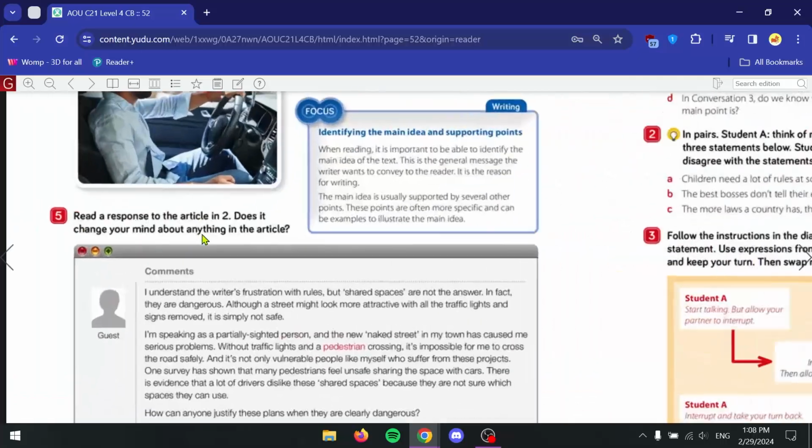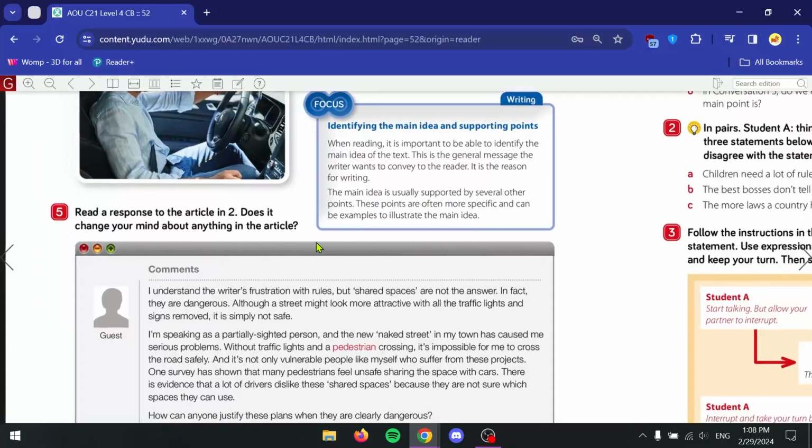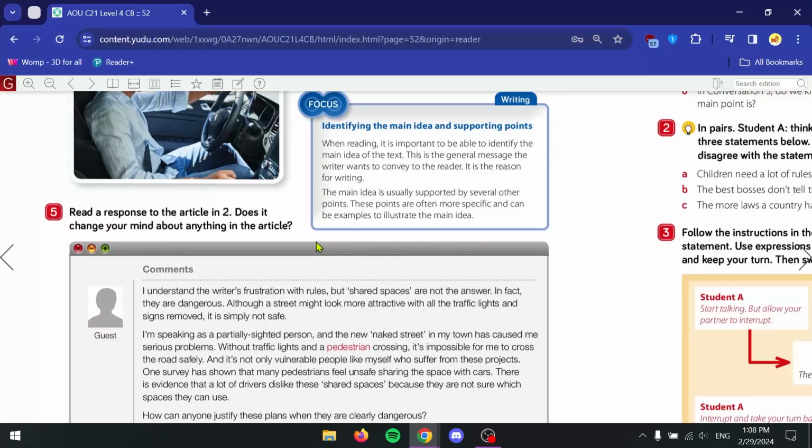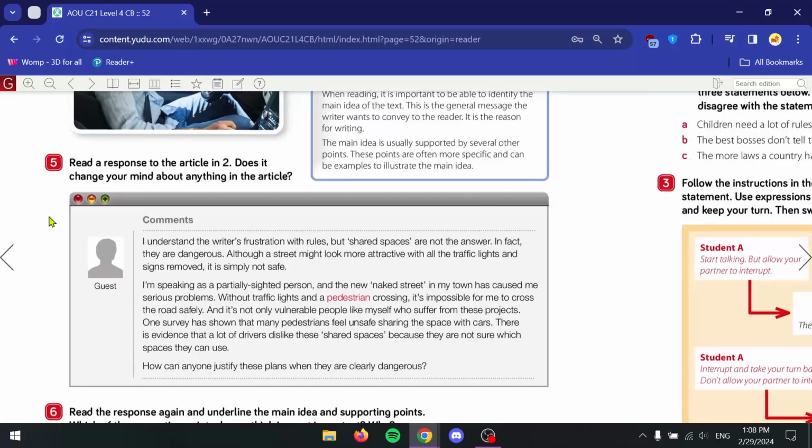Okay. Now that we've gotten that out of the way and we have a better understanding of the main idea and its supporting points, let's go to exercise 5. Reader response to the article here. Does this change your mind about anything in the article? So I want you to pause the video, take 30 seconds, read this article, and when you come back, we'll talk about it.